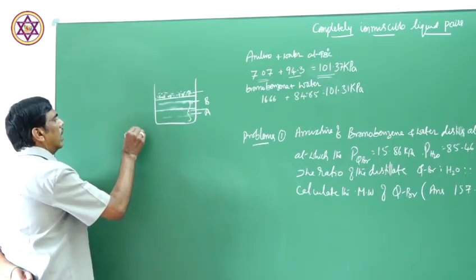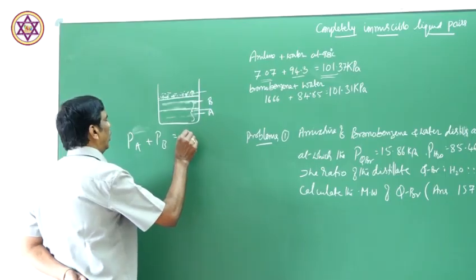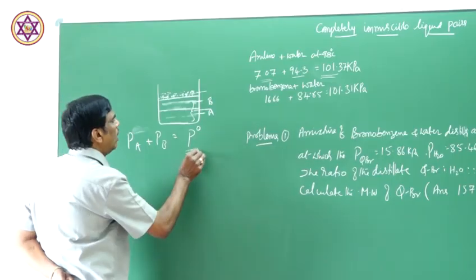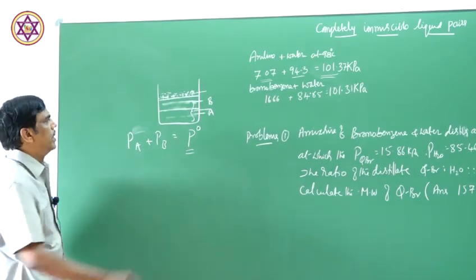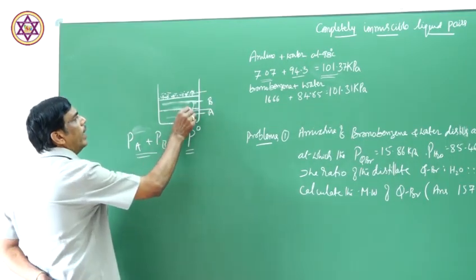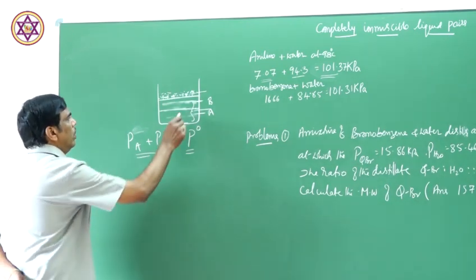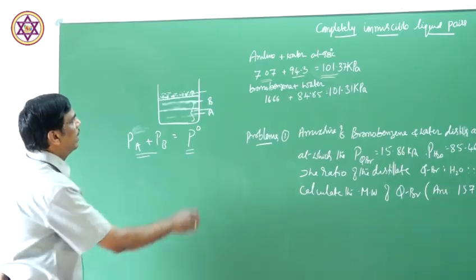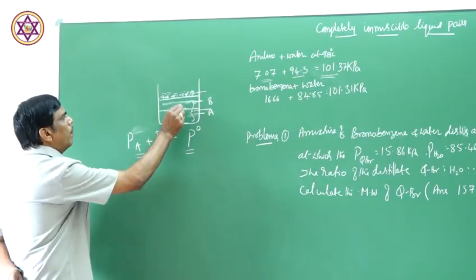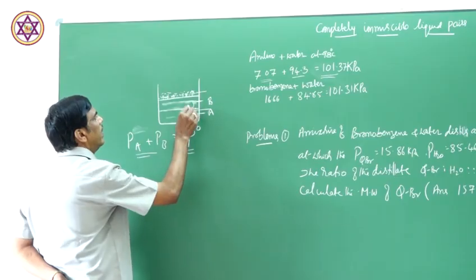Therefore, the vapor pressure of the mixture, PA plus PB, is equal to total P naught. This is the total vapor pressure of the mixture of immiscible liquid pairs. So, the total sum is P naught. For example, in this mixture, these two components can be separated by steam distillation. Steam distillation, these two can be separated.